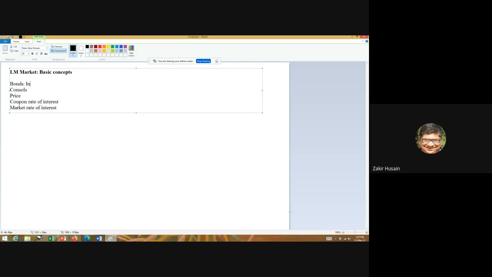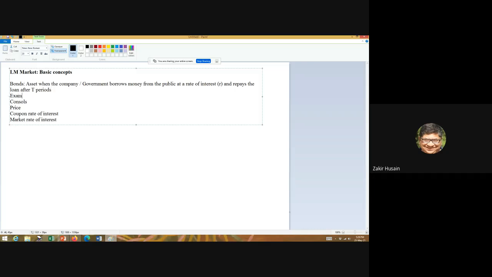Okay. A bond is a type of investment, or rather a type of asset. When a company or government, the government can also issue bonds, so the company borrows money from the public at a rate of interest, let us suppose it is R, and repays the loan after T years.